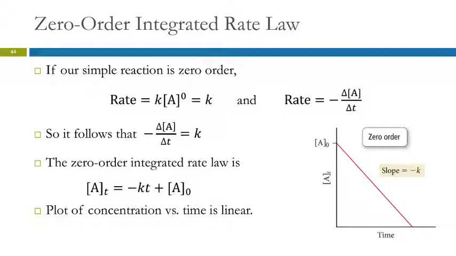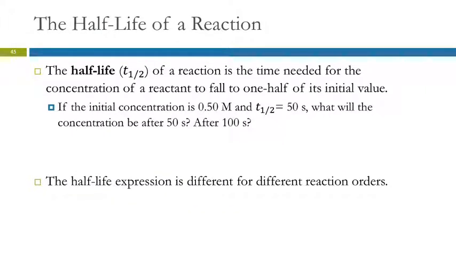We plot concentration versus time. We don't have to manipulate the data. We get a linear plot, and the slope is equal to negative k. So k equals negative slope. And we're not doing a problem with that one because that one's simple from the other piece, right?